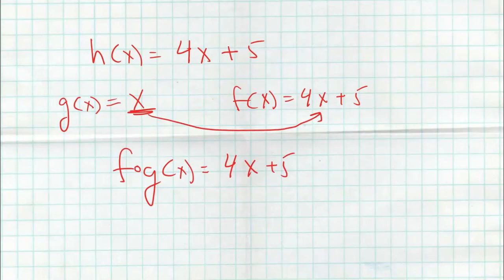This is actually called the identity function. When you compose a function with another function and it doesn't change, you get the exact same thing you started with. That's the identity function, right? It's like adding 0 with addition. When you add 0, you don't change anything. 5 plus 0 is still 5. That's the identity when it comes to adding.